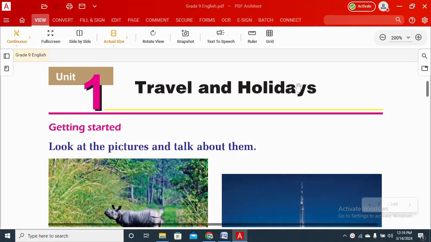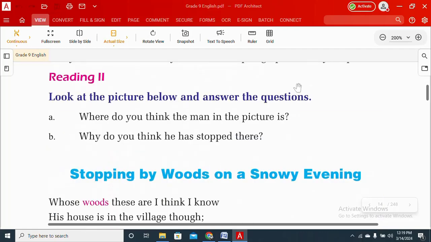We are going to start Unit 1 reading II today. Start our today's topic, Unit 1 reading II. The title of the topic is Stopping by Woods on a Snowy Evening. This is a poem composed by the great literary figure of English literature, Robert Frost.